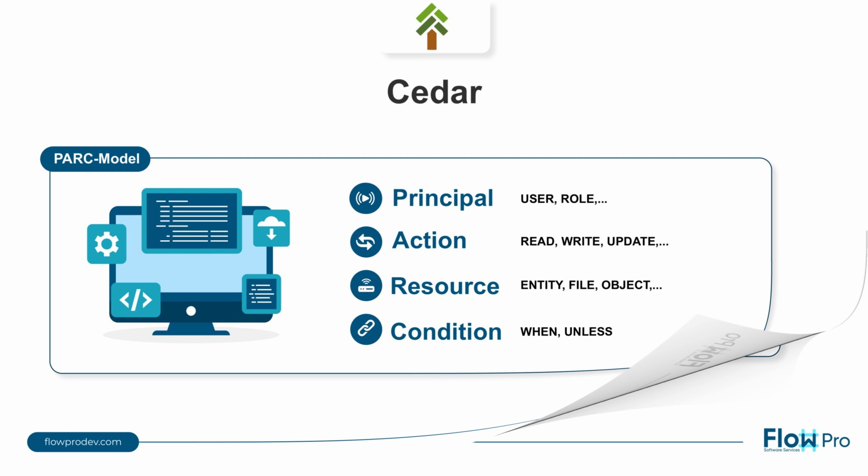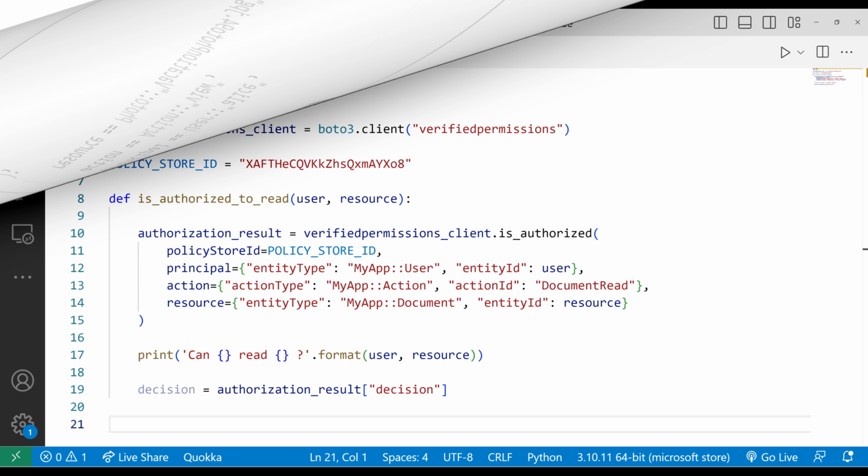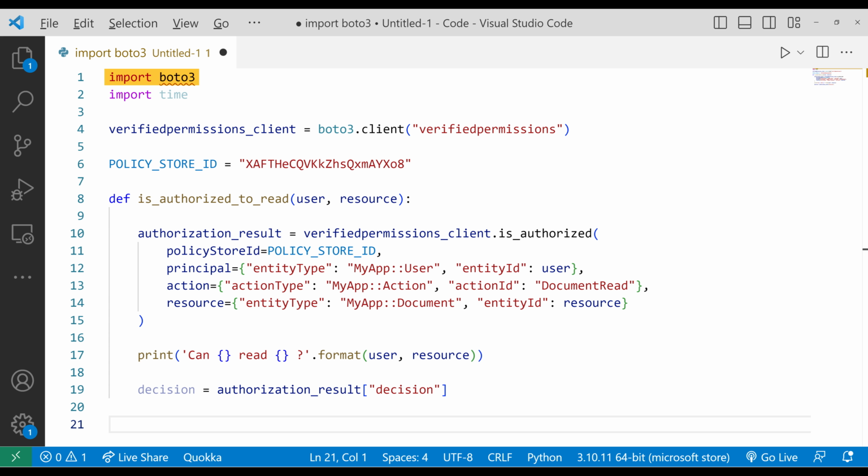Let's see an example. This sample code represents a policy that permits a user named Alice to use a photo named Vacation Photo 94. Now, let's see how we can implement this in Python. We start by importing the Boto3 package. Then we can instantiate a Verified Permissions Boto3 client. We can use the isAuthorized function, to which we are passing in the policy store ID, more on that later, the principal, the action, and the resource. As a result, we get a Boolean structure that tells us if the authorization was successful.